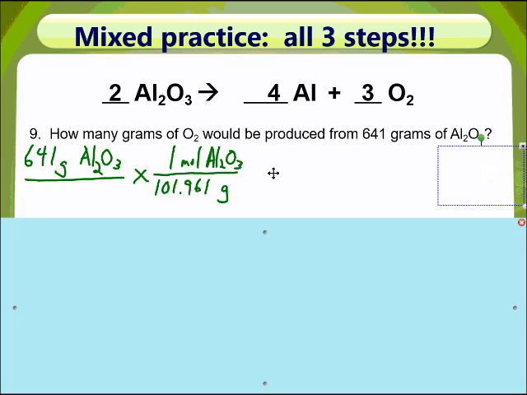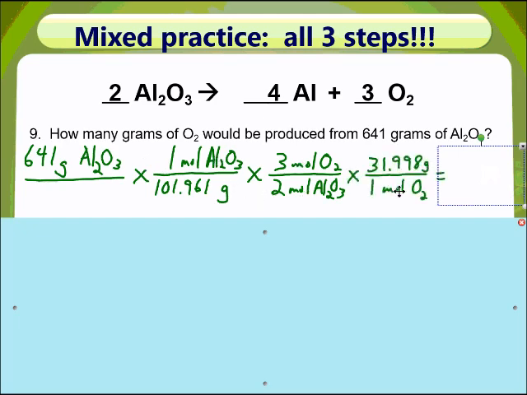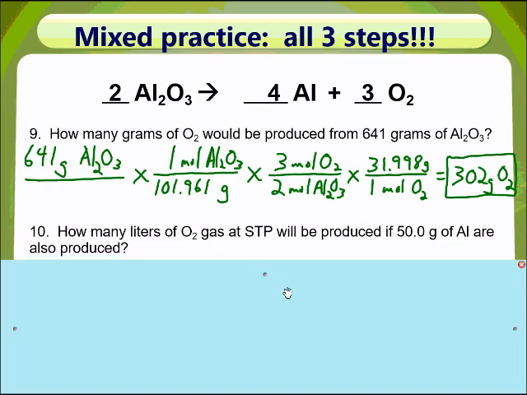Then we need step 2, mole to mole ratio, moles of aluminum oxide on bottom, moles of oxygen on top. And they actually asked for grams, so we do need step 3. This problem has all 3 steps. That will be this one at the end. 1 mole of oxygen has this many grams. So you're going to multiply everything across the top, divide by what's on the bottom, and our final answer is 302 grams of oxygen. So take a minute and let's do problem 10 on our own and see how you do.